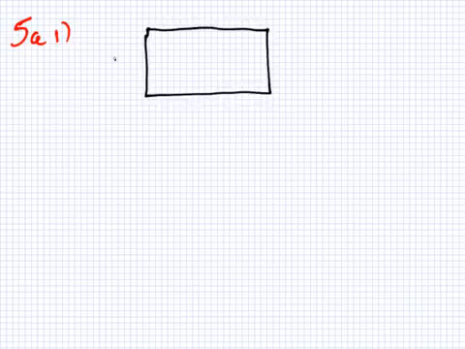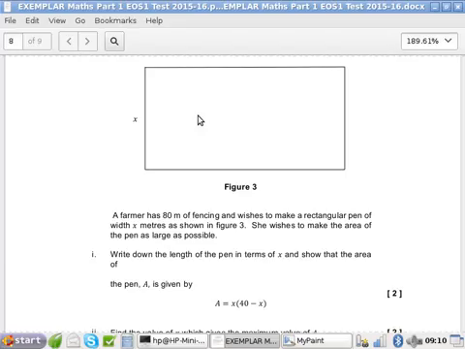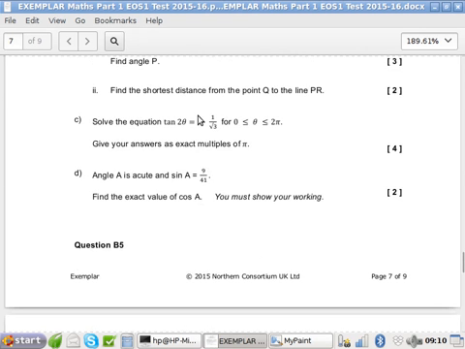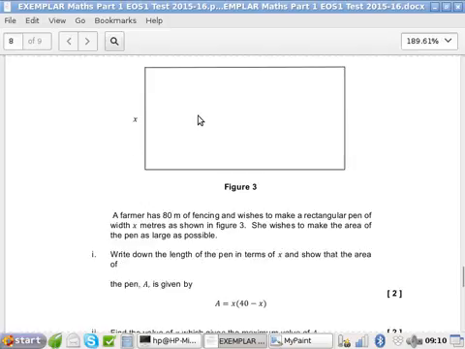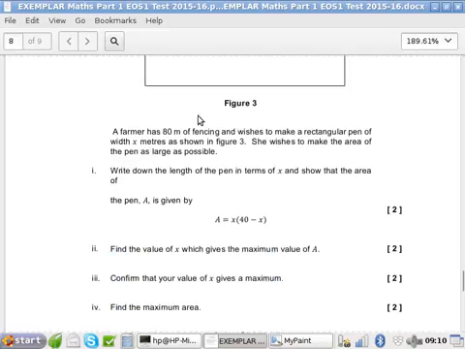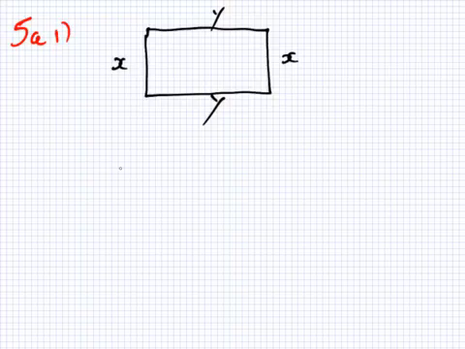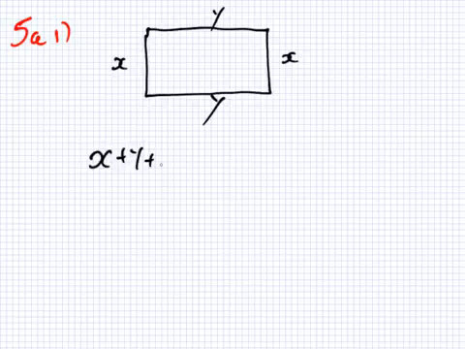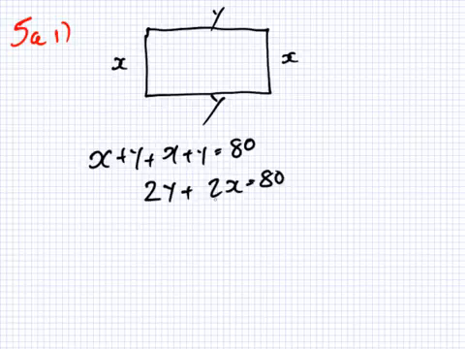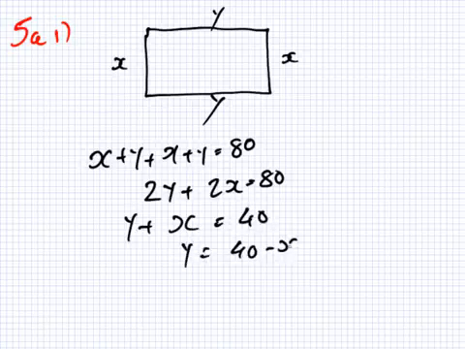So you can call this one here x, and this will be x, and this will be y, and this will be y. And the question says that the farmer has, let's see how much he has. Is it 80 in total? Yeah, 80. Okay. So you know that x plus y plus x plus y should equal 80. So 2y plus 2x should equal 80. Y plus x should equal 40.